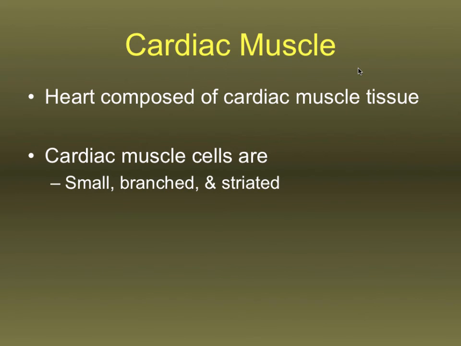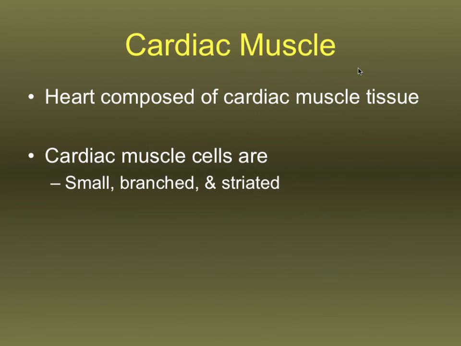We saw this back in our chapter on animal tissues and animal organization. Cardiac muscle is made up of cells that are branching as opposed to being straight. There are striations. There are visible lines present in cardiac muscle. They are typically single nucleus muscle cells, and they are, of course, involuntary.